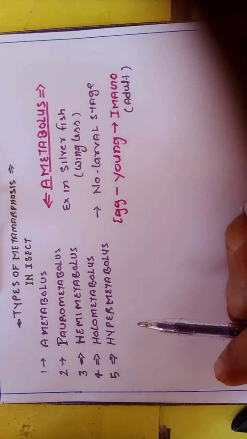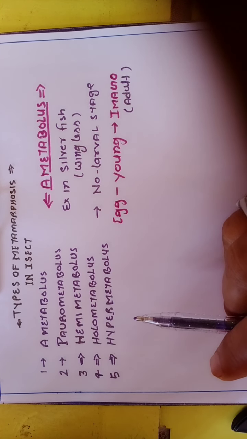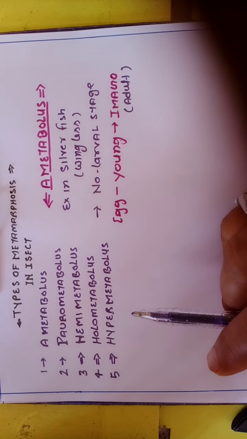So, in case of insects, there are five types of metamorphosis, in which first is ametabolous, second pleurometabolous, third hemimetabolous, fourth holometabolous, fifth hypermetabolous.